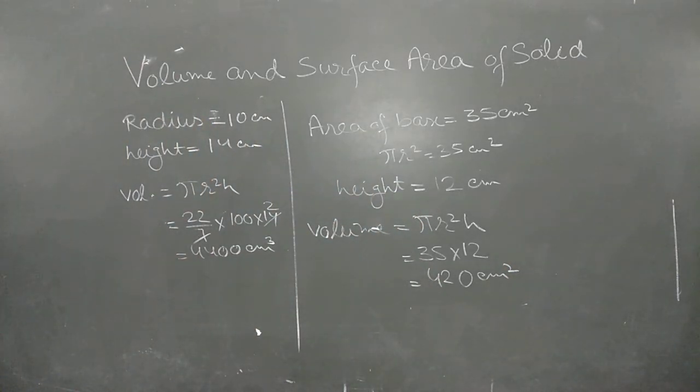I think it's not clear to us. Clear? Yes. 35 tens are 350 and 35 twos are 70. 350 plus 70 is 420 centimeter cube. So hope you can easily find out the volume of different cylinders. Move to the next question.